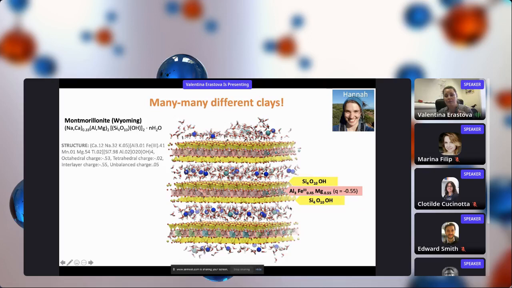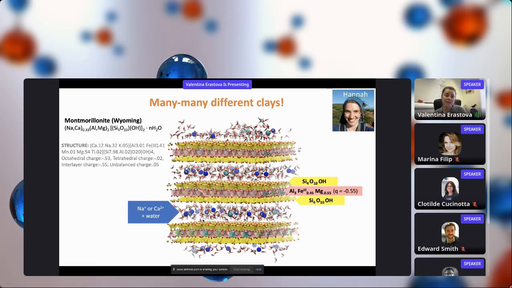There are not many substitutions in the siloxane layer, so it's only octahedral, and this small charge per unit cell will have to be counterbalanced with something, here sodium or calcium. So it's a Wyoming montmorillonite, known to be sodium montmorillonite. Those ions have a hydration shell, so they will be surrounded by water molecules. And then depending on the amount of water in the surroundings, they can swell or shrink, hence your swelling mud.